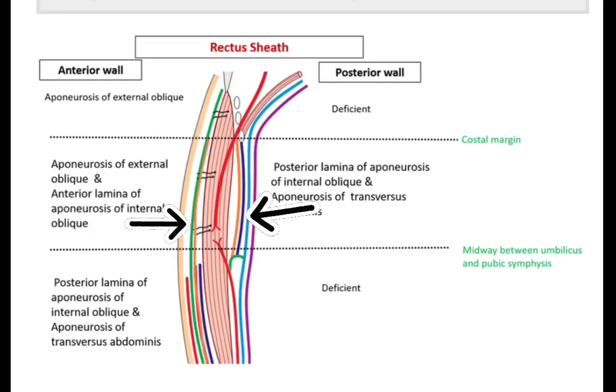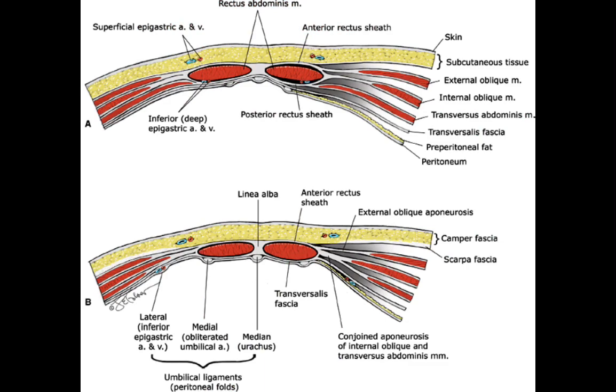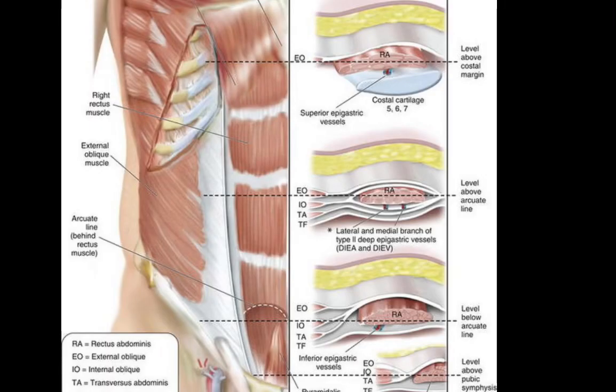Number two, the splitting extends from the costal margins to midway between the umbilicus and pubic symphysis. Below this, the internal oblique does not split and passes together with the transversus aponeurosis in front of the rectus abdominis muscle. And number three, above the costal margins, this internal oblique muscle does not extend. Therefore, the sheath is different at different levels.